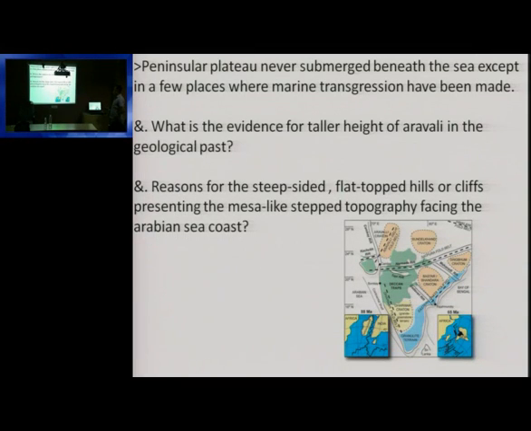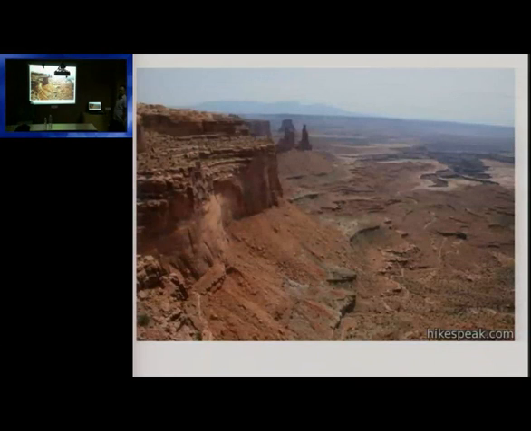Reasons for steep-sided, flat-top hills or cliff presenting the mesa-like steppe topography facing the Arabian Sea coast. If you have traveled across the Western Ghats, you will see the topography like this, steep. Okay, there will be a water body, the Arabian Sea. It is not gradual or something like that. It's very steep. The reason is, can you see this? This is just like a table form. This is called mesa. Mesa is a table form. Its formation is like this.